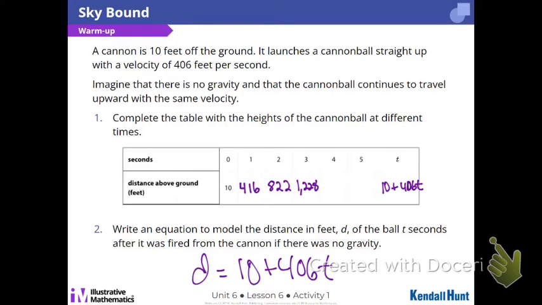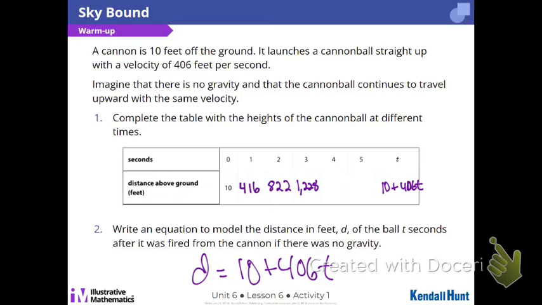Now let's talk about how this is the situation. So I know it's going 406 feet per second. What's the other piece of information in my equation, and what does it mean in context? The starting value of? The distance above the ground in feet.